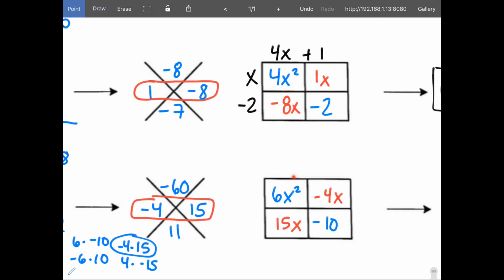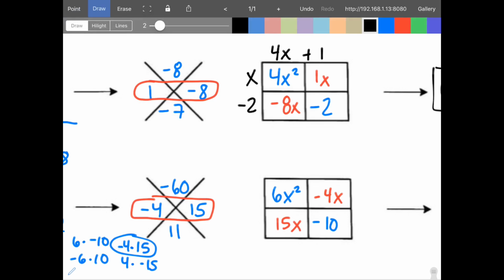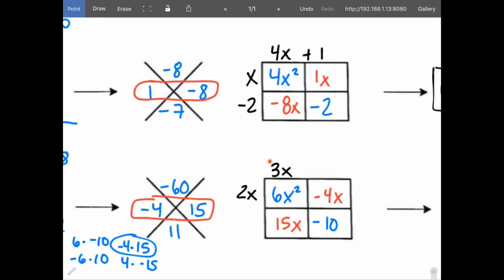What's the GCF here? Let's look at 6 and 15 first. What number goes into both of those? A 3, right? That's our GCF. And what about x and x squared? X. So we know that this one has to be a 2x, right? Because 3 times 2 is 6, and x times x is x squared, and this has to be the area of 6x squared.